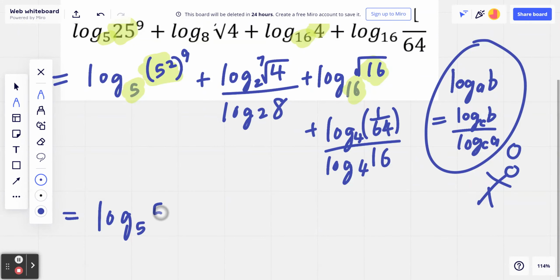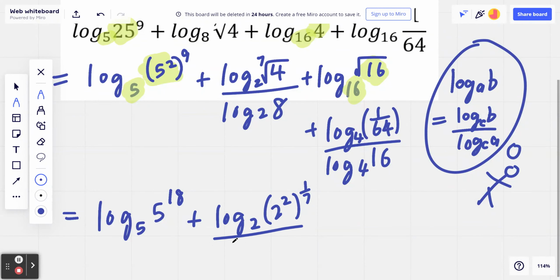Log base 5 of 5, power to a power means you multiply. 2 times 9 is going to give you 18. Plus, if you think about the numerator, again, the 7th root is 1 over 7. 4 is going to be 2 squared. Divided by, if you look at the denominator, 8 is the same as 2 times 2 times 2, or 2 to the power of 3.